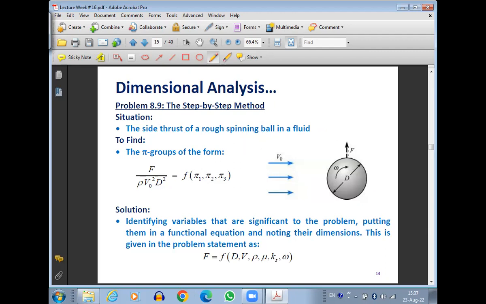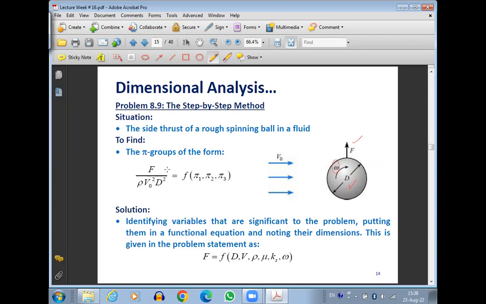So we have a ball. The ball is spinning with an angular velocity omega. The diameter of the ball is d. Obviously it is moving, so there is going to be a relative velocity of air going across it. Since the relative velocity of the mean stream is V naught, there's going to be a drag over the ball, and that drag force is represented by F. Now we need to find the pi groups for this problem.